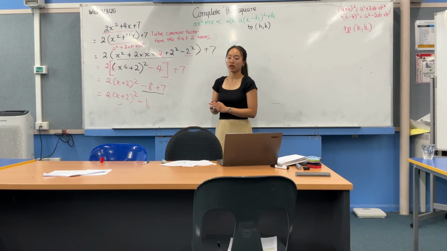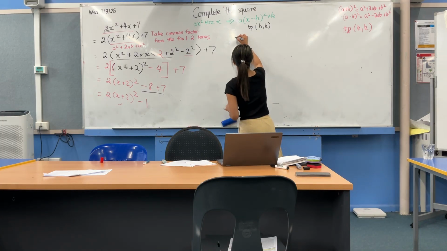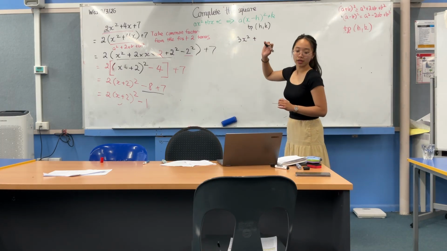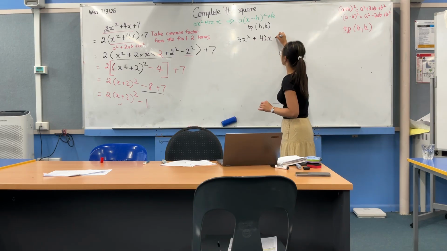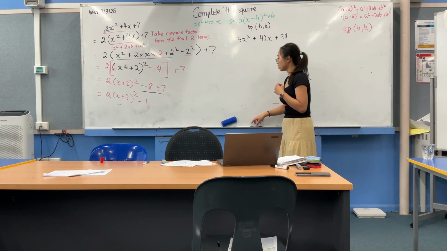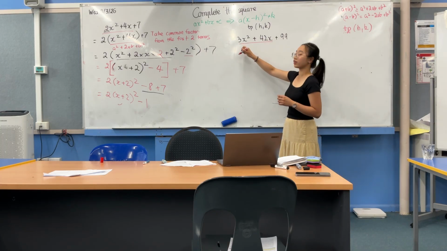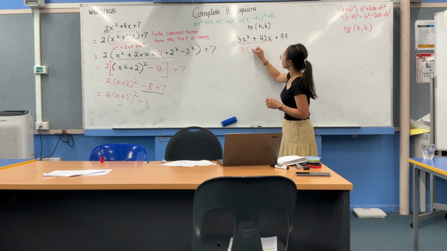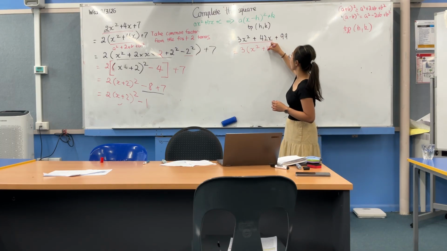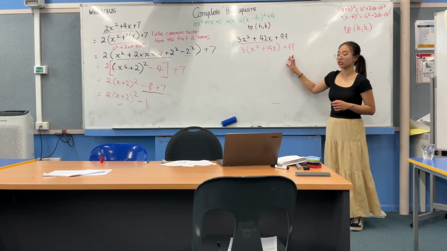Alright, one more example. Let's say I have this example: 3x squared plus 42x plus 99. Take out, factorize the first two terms, bring the number 3 out. x squared plus 42 divided by 3, you're going to have 14x. Close the bracket, plus 99. We're done up to this step.